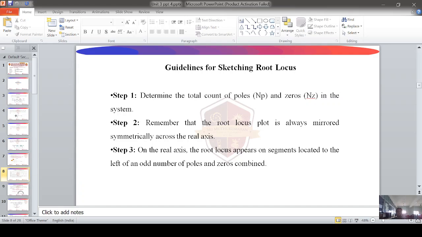Guidelines for sketching root locus. Step 1. Determine the total count of poles and zeros in the system. Step 2. Remember that the root locus plot is always mirrored symmetrically across the real axis. And step 3. On the real axis, the root locus appears on segments located to the left of an odd number of poles and zeros combined.